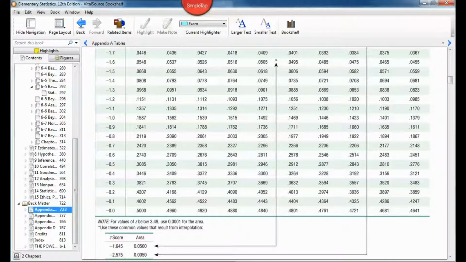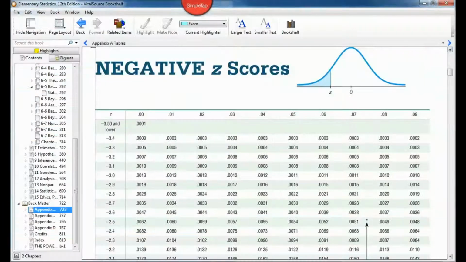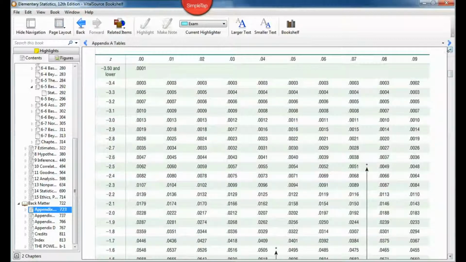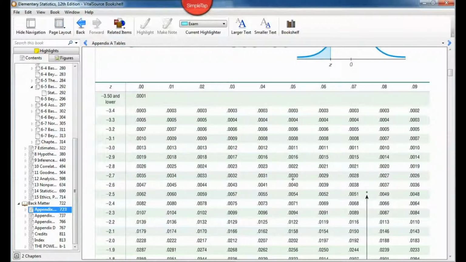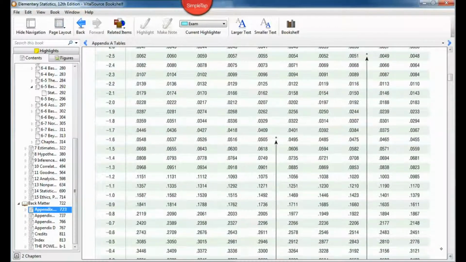We got a z-score of negative 0.65. So see where the 5's column is. Here's the 5's column, so keep that in mind. And negative 0.65 is 0.2578. So we use 0.2578.